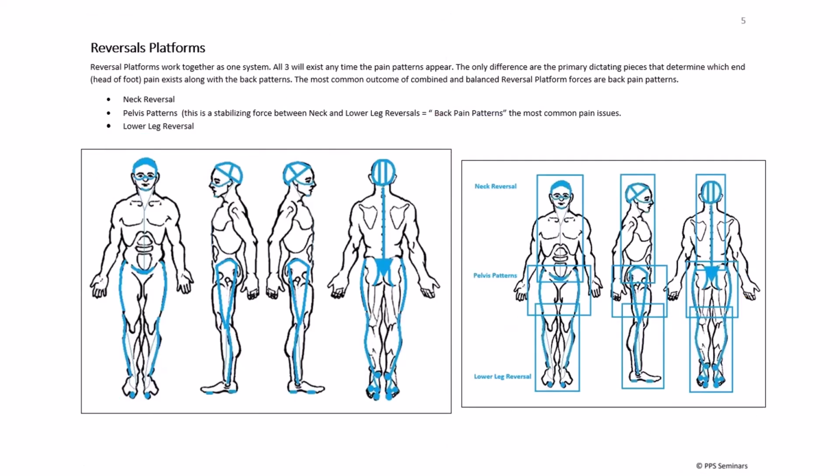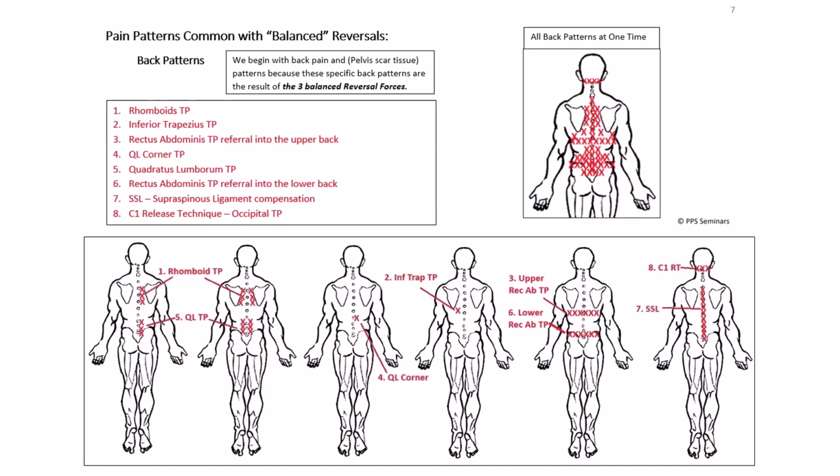These are all the areas that scar tissue can form in the reversal patterns. There are platforms called the neck reversal platforms, the lower leg reversal platforms, and then the pelvis patterns. These are a stabilizing force between the neck and lower leg reversals, and those forces are responsible for the common back patterns you see here.